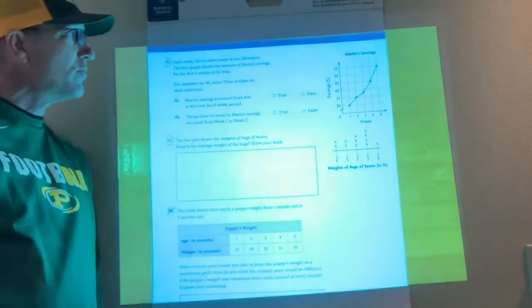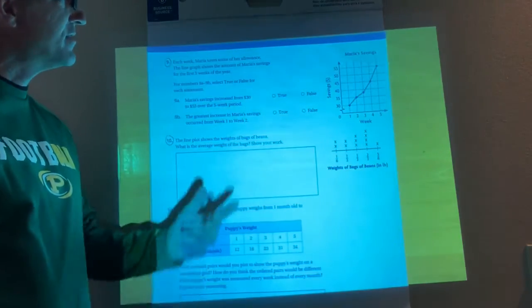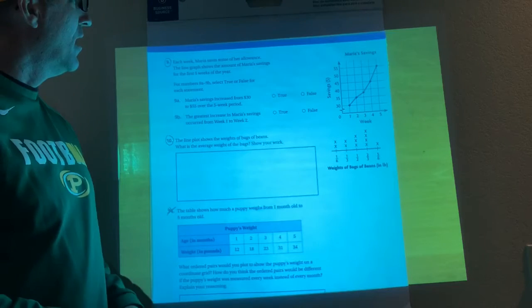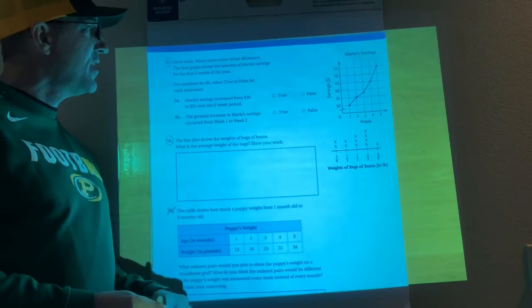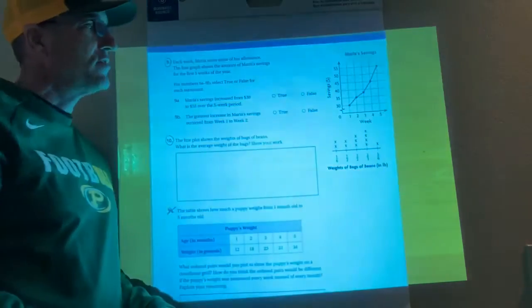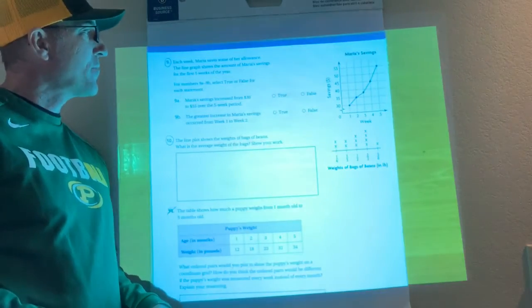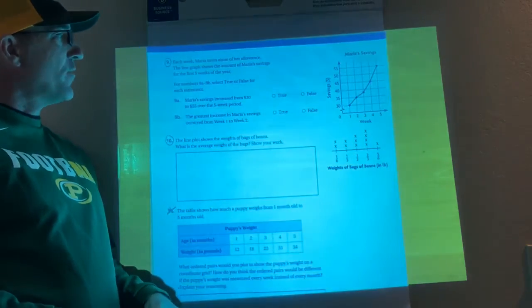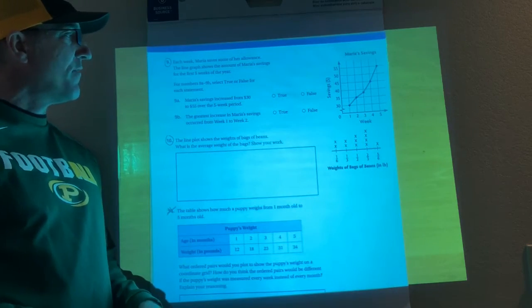Let's look at this one first really quickly. Each week, Maria saves some of her allowance. Good job, Maria. The line graph shows the amount of Maria's savings for the first 5 weeks of the year. So there's my x-axis. I got 1, 2, 3, 4, 5. And it says for numbers 9A through 9B, select true or false for each statement.